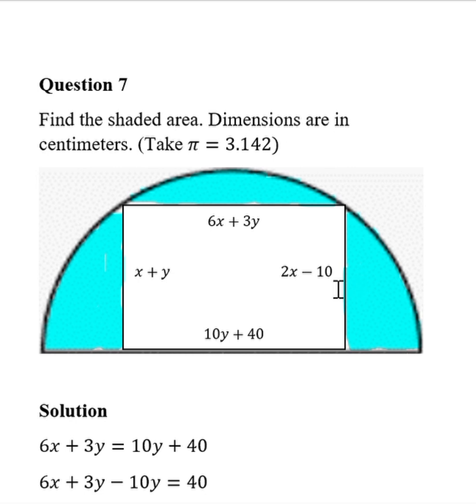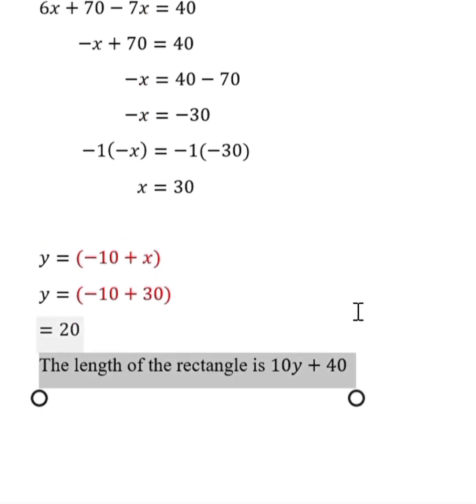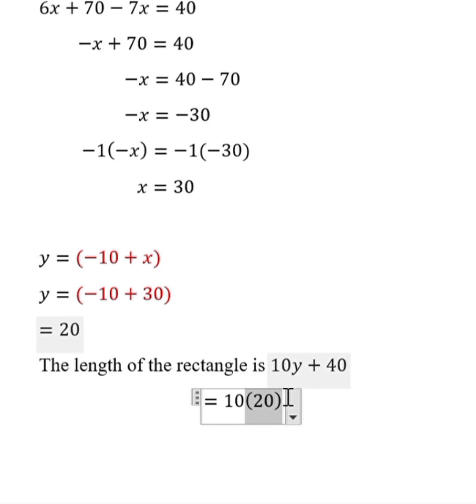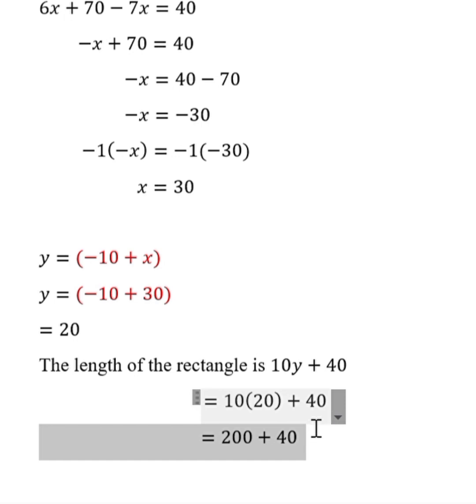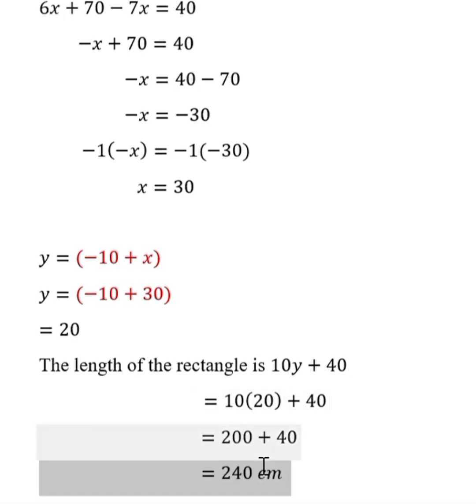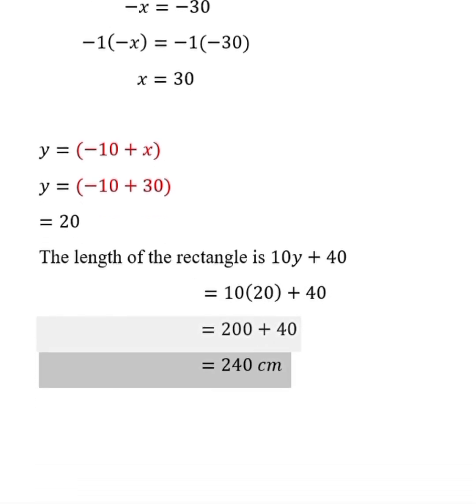So starting with the length, we shall say the length of the rectangle is given by 10y plus 40. But remember, we have found y to be 20. So that is equal to 10 into 20 plus 40. And of course, this is 200 plus 40, which gives us 240 centimeters. That is the length of the rectangle.